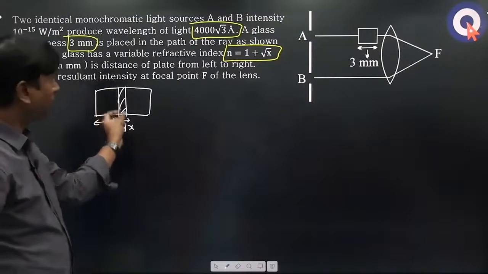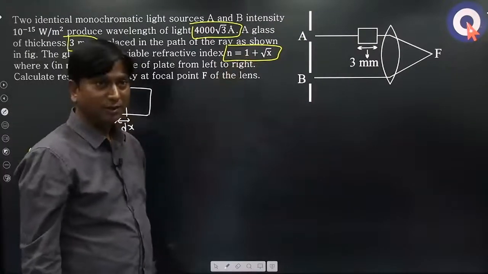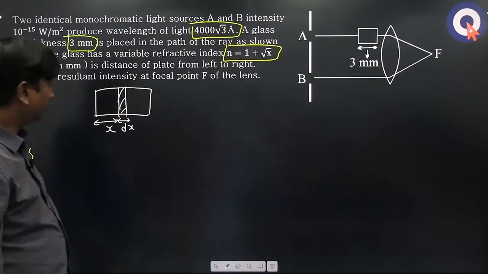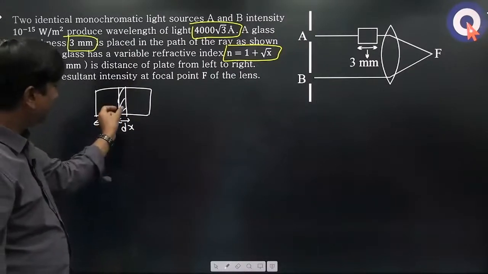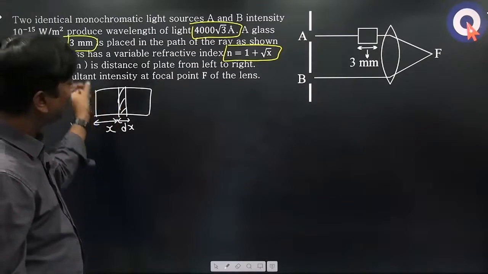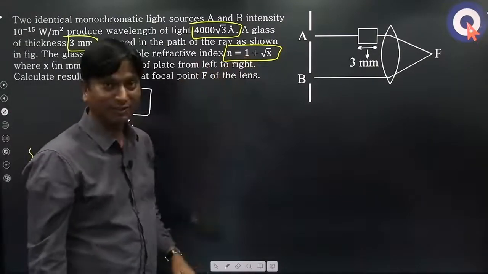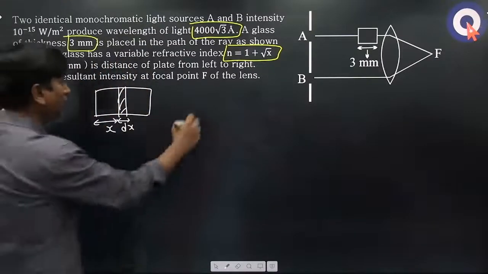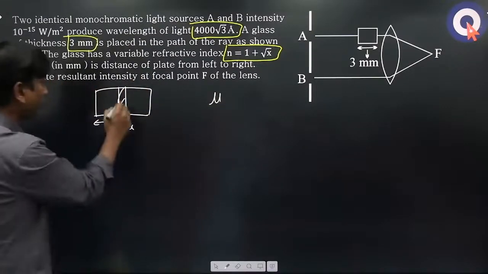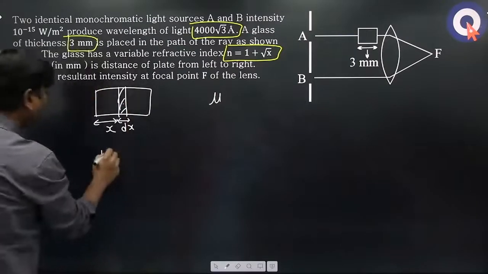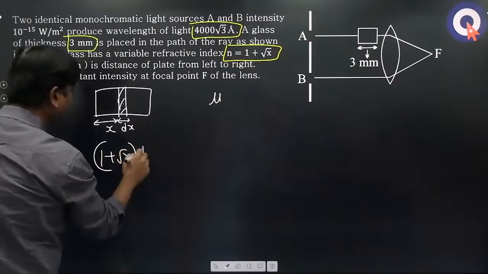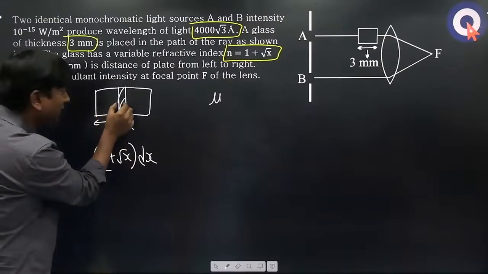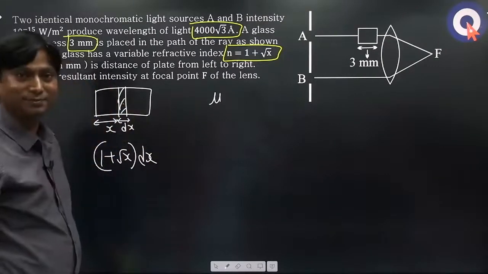Okay, this is having a refractive index of this one. A distance is dx, right? So for that dx distance in a medium of refractive index this one, is equivalent to how much distance in air? Definitely I told you nu times. So nu means (1 plus root x) times the dx. This is the equivalent distance of this distance in air.